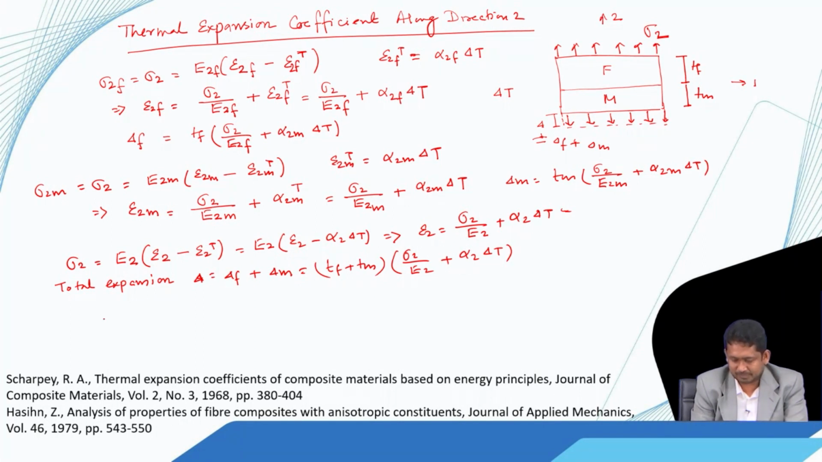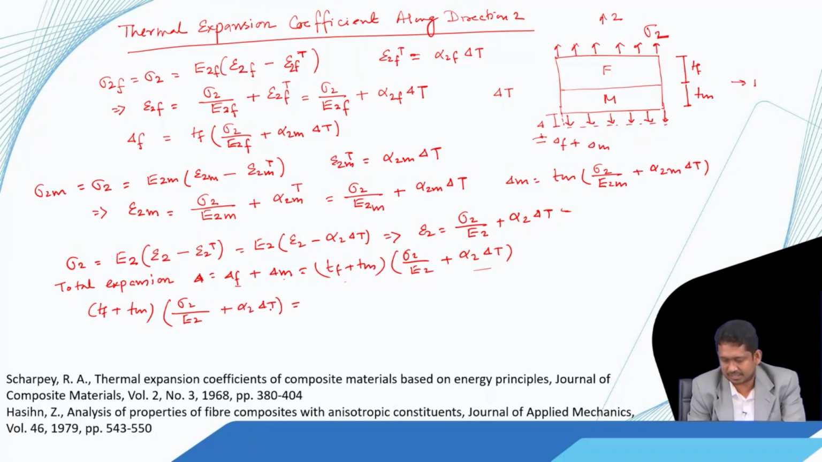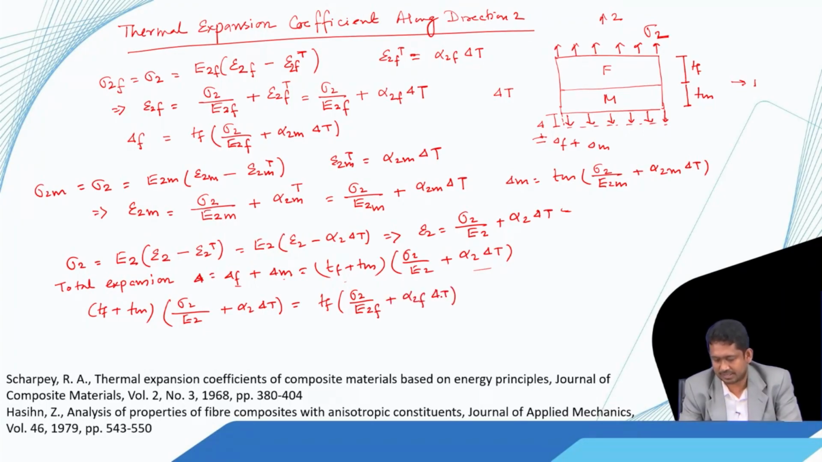Now we can write this entire quantity as this plus this. So Tf plus Tm multiplied by sigma 2 by E2 plus alpha 2 into delta T is equal to Tf multiplied by sigma 2 divided by E2f plus alpha 2f into delta T, plus Tm multiplied by sigma 2 by E2m plus alpha 2m into delta T.